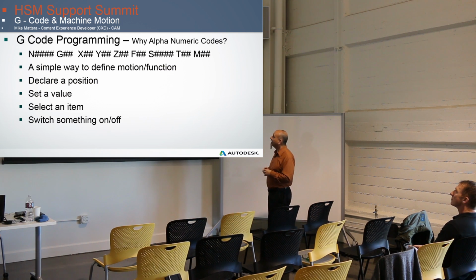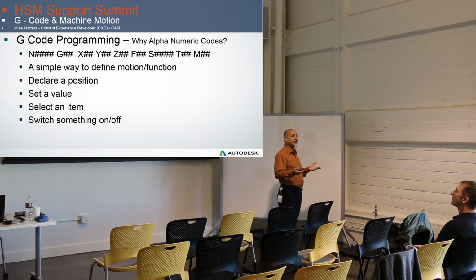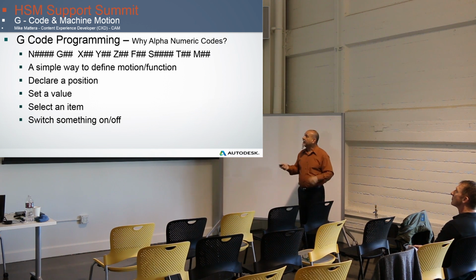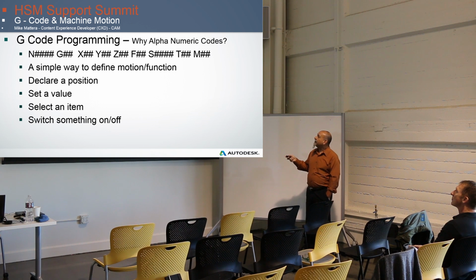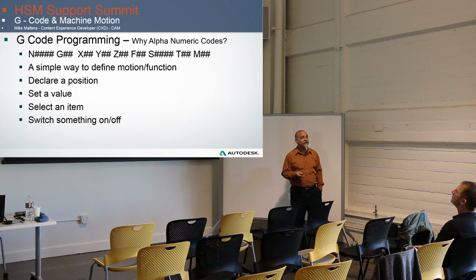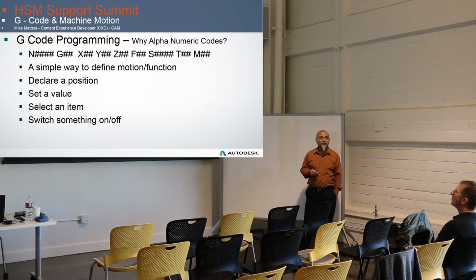So, G Code programming. Why alphanumeric codes? Why did they decide that this was the way to talk to a machine? Well, it's a simple way to define a motion or a function. It's also an easy way to declare a position, set a value, select an item, or to switch something on and off. And these are all things that you need to do with the machine tool.